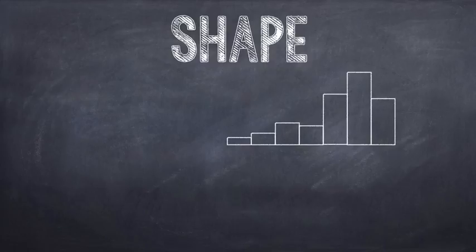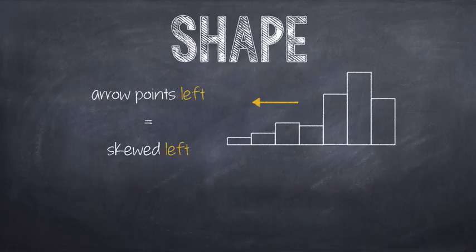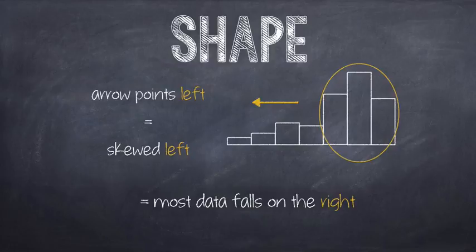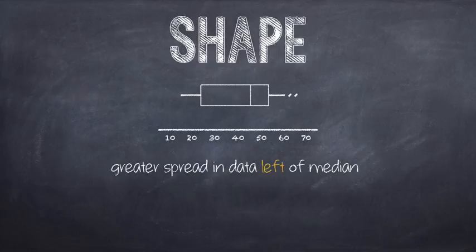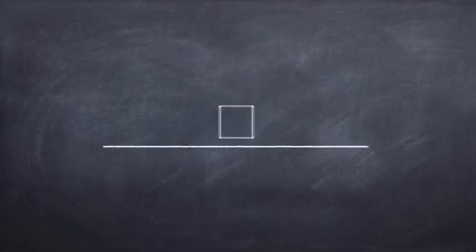If your arrow points left, the histogram is skewed left. This works every time, but make sure students know that the reason a left-skewed histogram is left-skewed is because most data falls on the right, not because of the arrow they drew. The opposite is true for a right-skewed histogram. When viewing a box plot, it may seem more difficult to identify skewedness. However, if the left half of the box is significantly longer than the right, the distribution is skewed left.